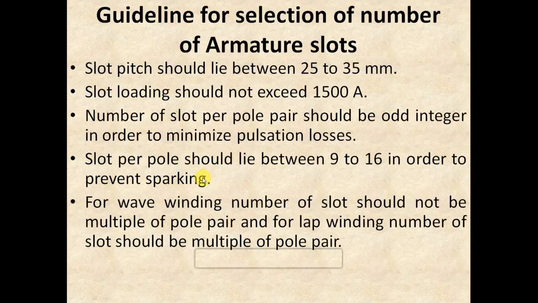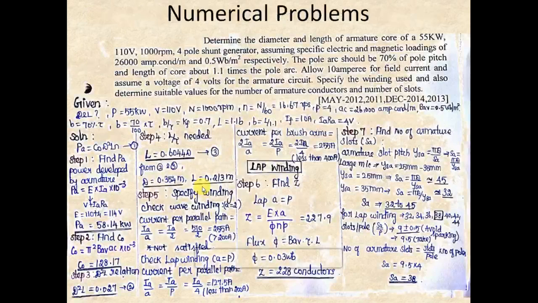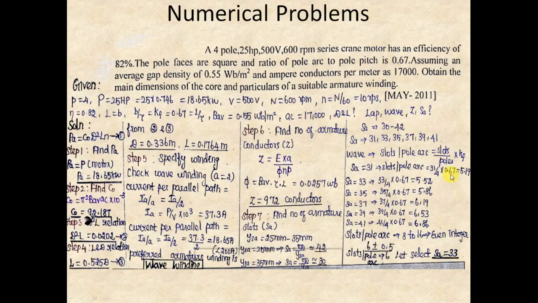Now considering the guideline, the slots per pole should lie between 9 and 16 in order to prevent sparking. In the case of small machines, that range varies from 8 to 16. So between 30 and 42, among the values 31, 33, 35, 37, 39 and 41, we have to consider the minimum value of slots per pole as 8. So in that case, the value can be between 32 and 64. So from this we can neglect the first term.